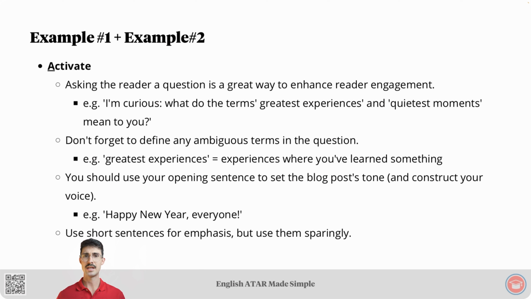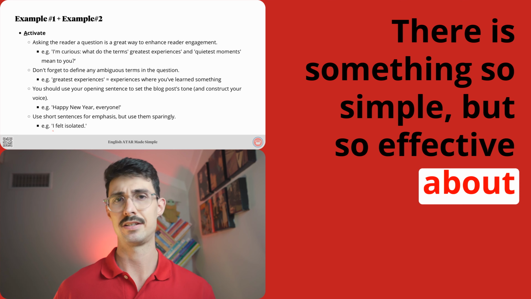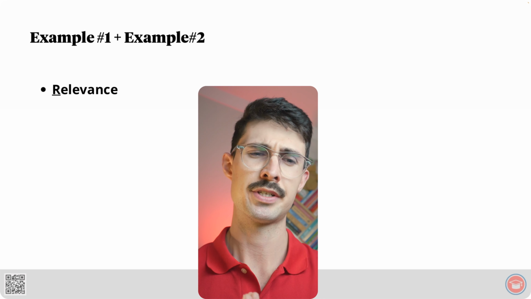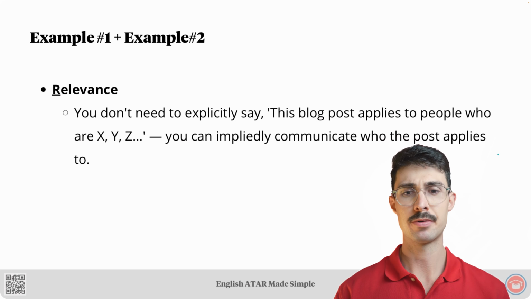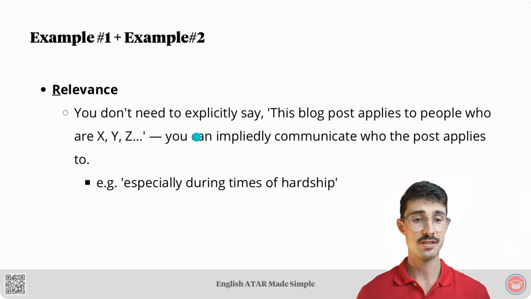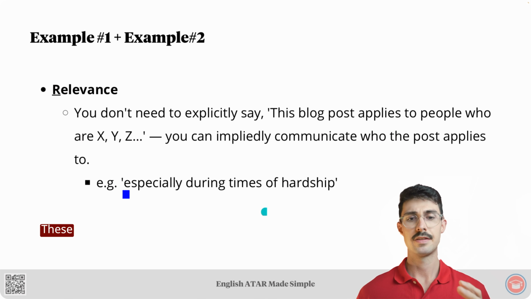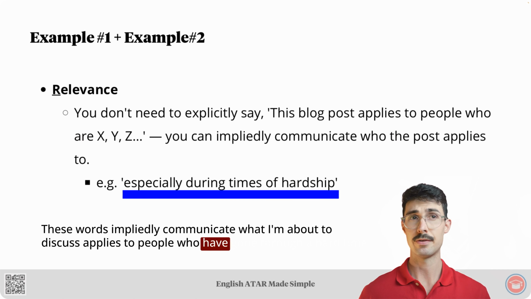Last takeaway for the activate, use short sentences for emphasis, but use them sparingly. Recall the following short sentence from one of the examples. I felt isolated. There is something so simple but so effective about this short sentence. This is some important stuff that we learned about the relevant section. You don't need to explicitly say, this blog post applies to people who are X, Y, Z. You can impliedly communicate who the post applies to, such as using words like, especially during times of hardship. These words impliedly communicate what I'm about to discuss applies to people who have gone through a hard time.